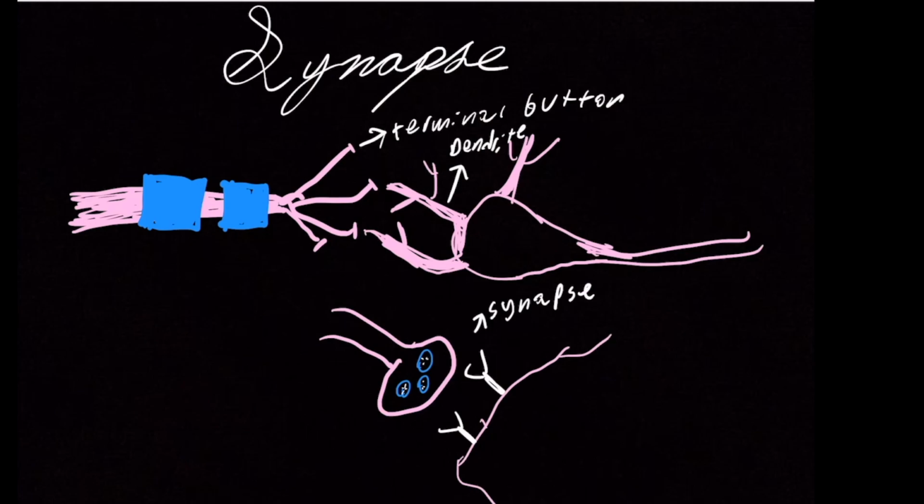Now at the synapse, these neurotransmitters right here, such as dopamine or serotonin, will be transported through the synapse and will land on these receptors here. Once they land on the receptor, this will change the neurochemistry and cause further actions throughout the neurons.